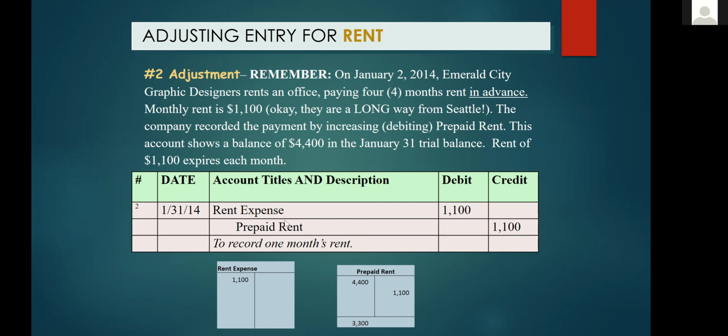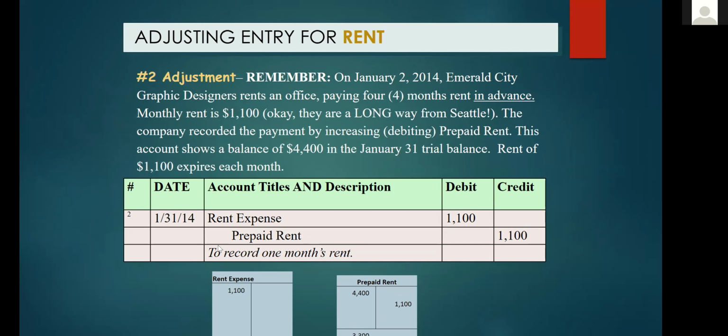So then in this example, we're going to have on July 1st, Ling Company pays $12,400 for a 2-year insurance policy. So where you had the words rent before, you're going to have insurance now, okay?